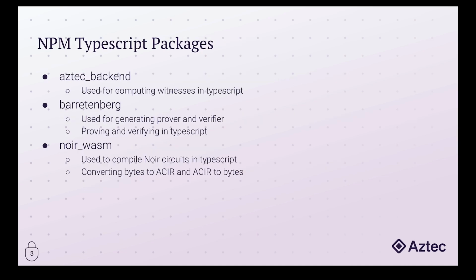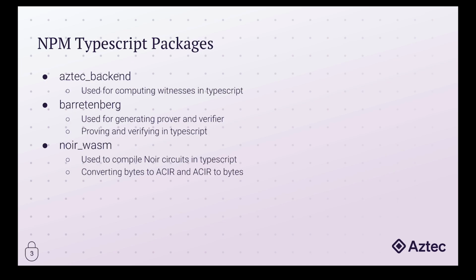Nargo is not the only tool we have to interact with Noir circuits. We also have 3 different NPM packages that each serve their own purpose for Noir. The Aztec backend package is used for computing witnesses in TypeScript. We don't actually use this in the main repo for BattleZips Noir, but we do use it in the front end. So stay tuned for video 9 and we'll go over that in more detail.